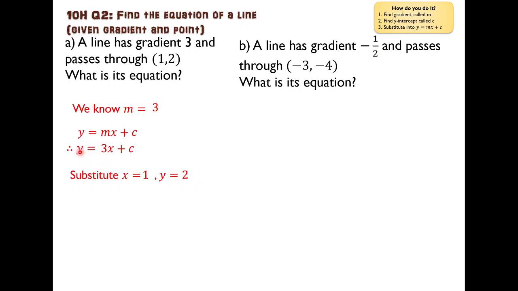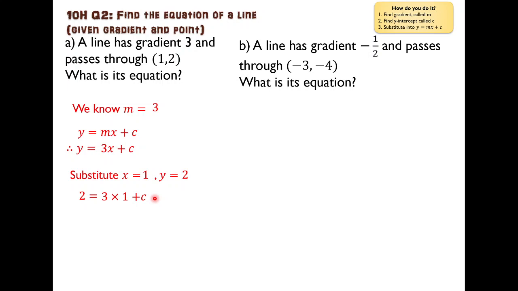If we replace y, we're going to replace it with 2. So I'll copy this equation down, replace y with 2, copy down the equal sign, copy down the 3, x is being replaced with 1. There's an invisible times sign there, so this is 3 times 1. And then the plus c, I'll just copy that down, because I don't know what c is yet.